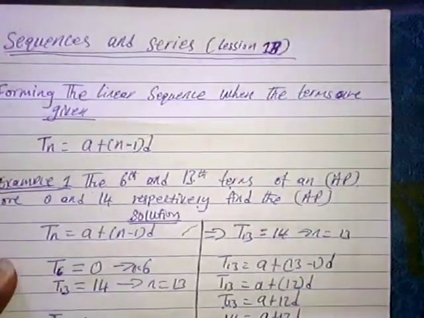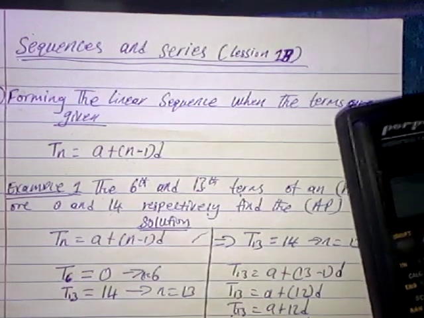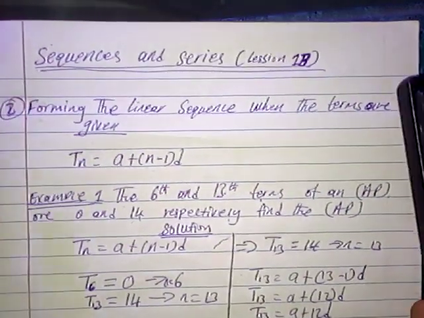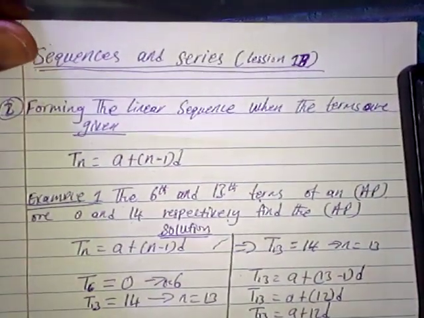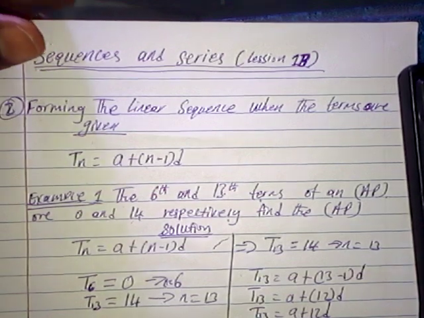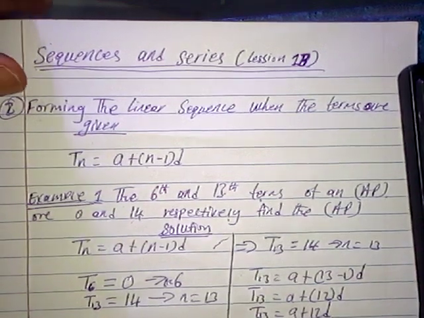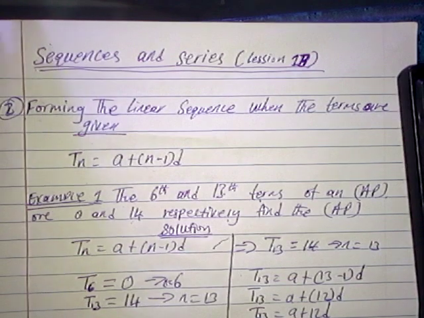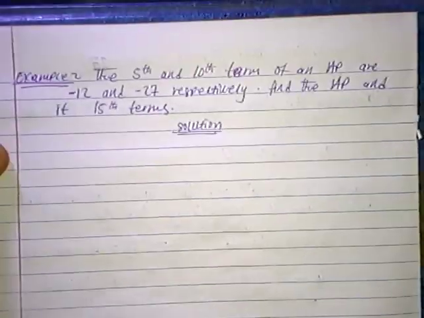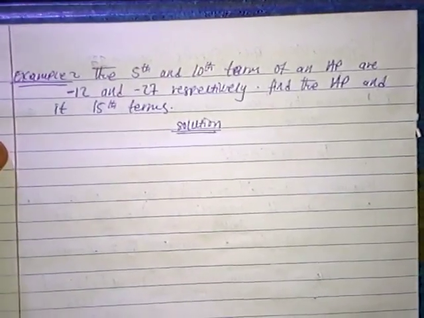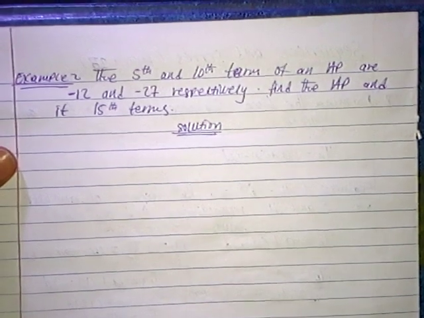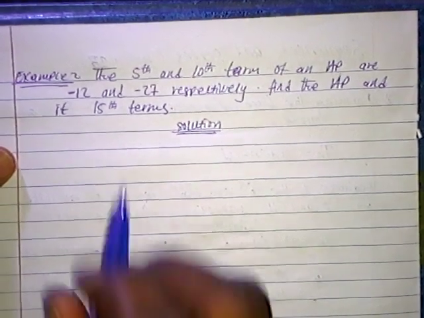Please, that's how we are going to solve all examples on this part, right? Forming the linear sequence when the terms are given. That's the same method we are going to use for all the examples. Is it understandable? If you don't understand, then play the video again and find a pen and paper. Walk along with me. Okay? Thank you. This is example 2, right? Of forming the linear sequence when the terms are given.